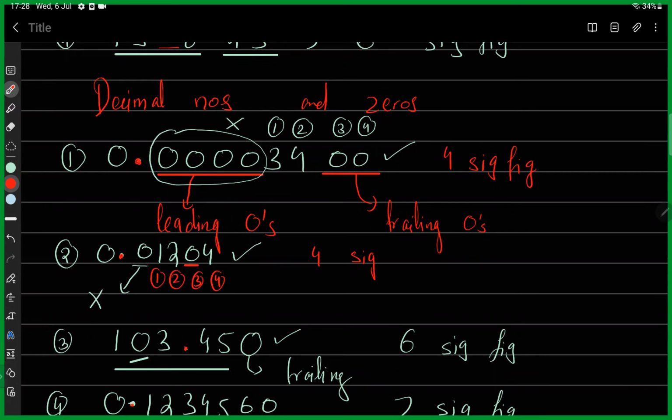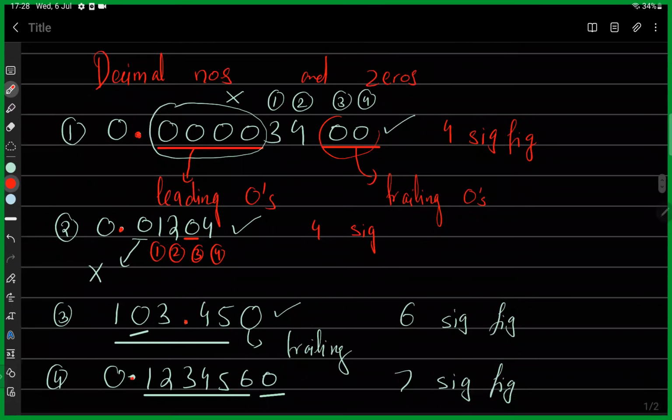Whenever we had zeros at the end, like these zeros, like this zero, like this zero, these zeros would also be considered as a significant figure.